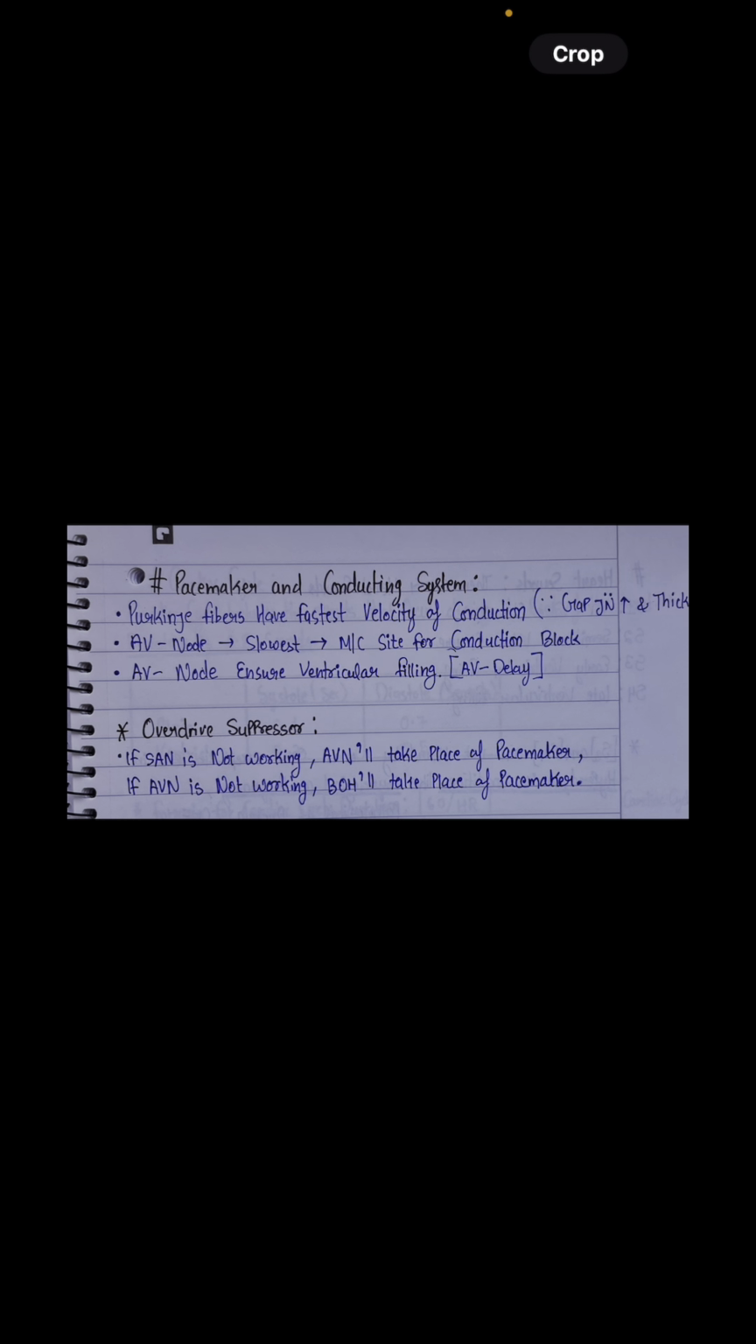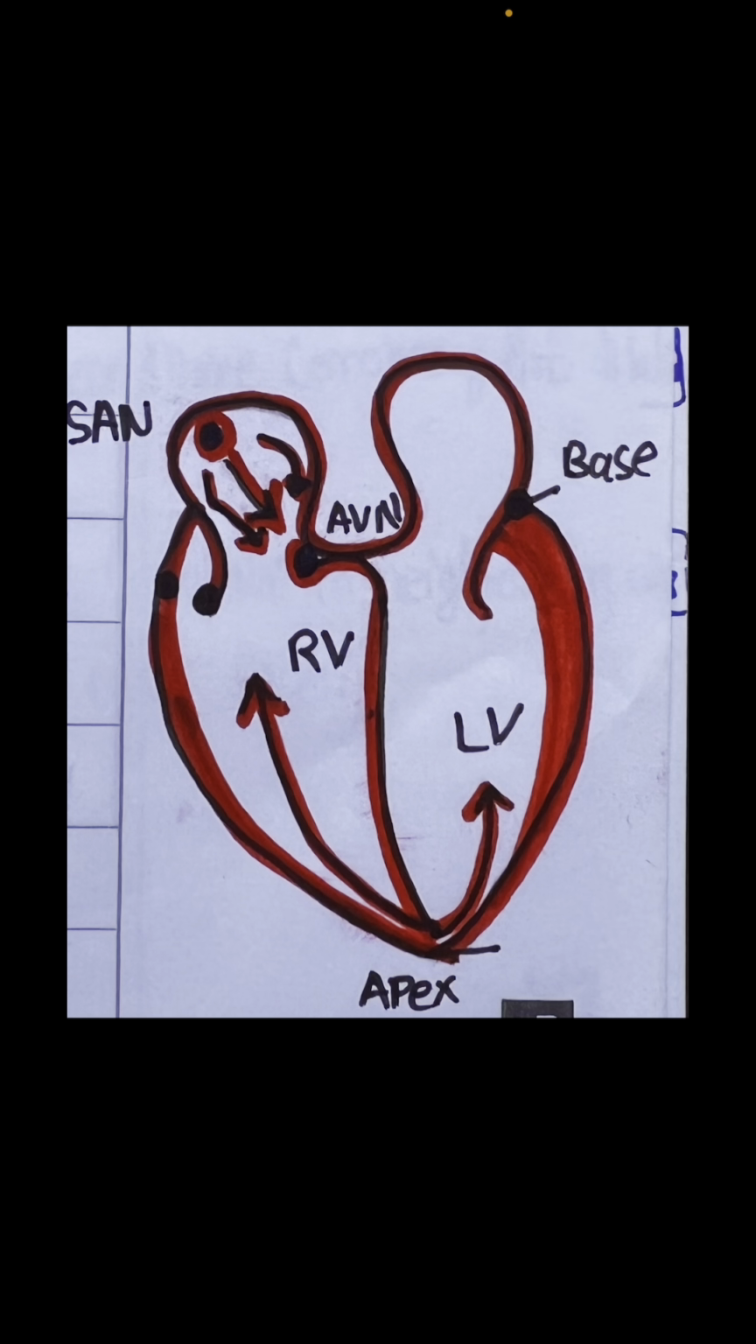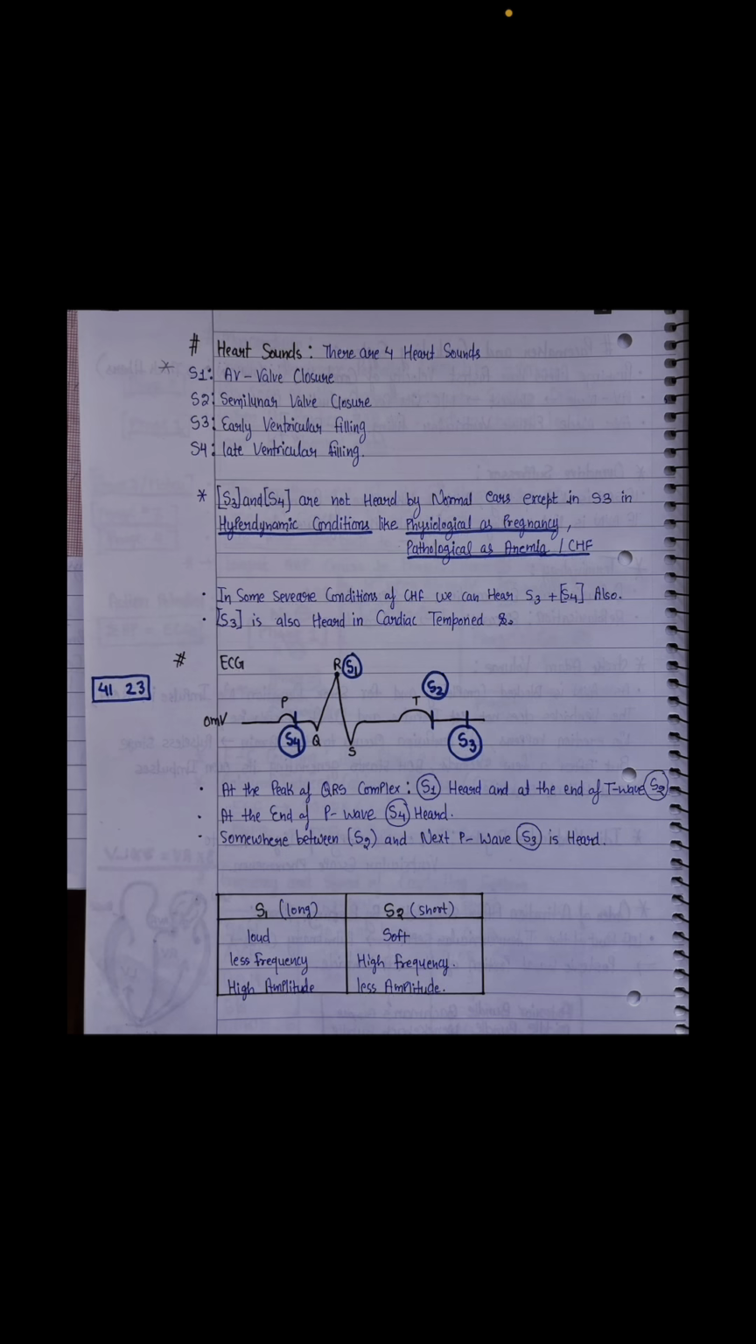Overdrive suppression, let's see what it is. If the SA node is not working, the AV node will take the place of the pacemaker. If the AV node is not working, then the bundle of His will take the place of the pacemaker. This is a beautiful diagram of our heart, which shows the transmission of the impulse from the atrial to the ventricular system.